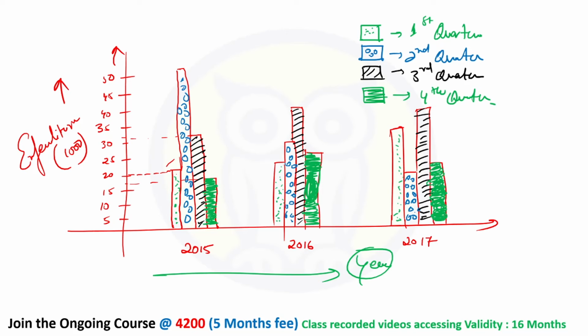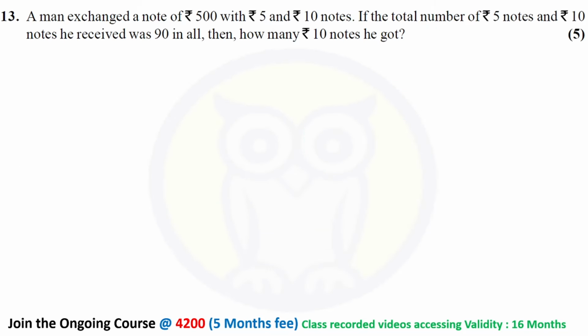Now question number 13. A man exchanged a note of rupees 500 with 5 rupees notes and 10 rupees notes. If the total number of 5 rupees notes and 10 rupees notes he received was 90, then find the number of each note.